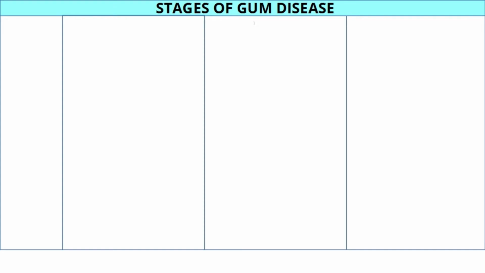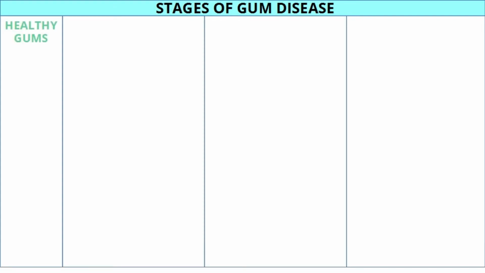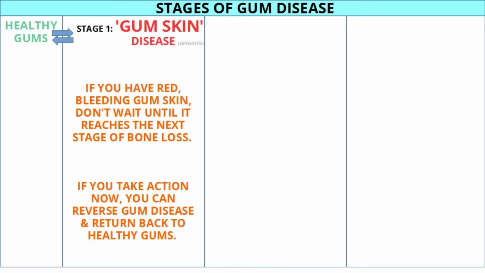Stages of gum disease. You start with healthy gums. Stage 1 is gum skin disease. If you have red, bleeding gum skin, don't wait until it reaches the next stage of bone loss. If you take action now, you can reverse gum disease and return back to healthy gums.